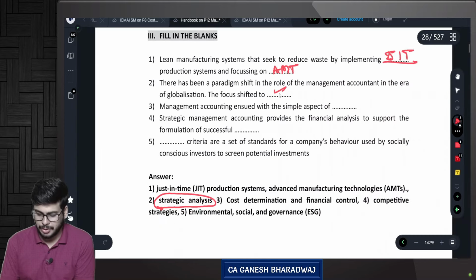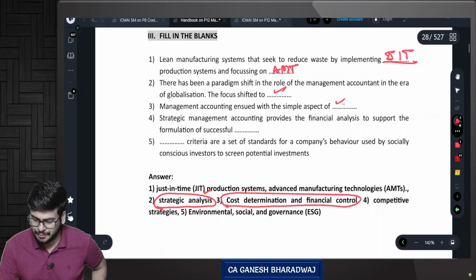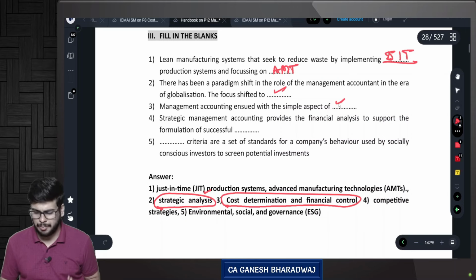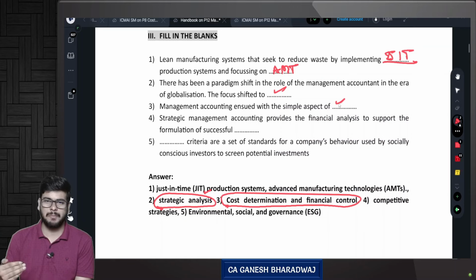Next. Yes, there has been a paradigm shift in the role of management accountant in the era of globalization, and the focus has shifted to, yes, strategic analysis. We saw it somewhere. Next, management accounting ensued with the simplest aspect of cost determination and financial control. This was also mentioned somewhere. I highlighted it to you. So please, these five fill in the blanks alone, you just accept what is given here and prepare accordingly. Beyond this, you need not prepare specifically for fill in the blanks. It is practically, humanly not possible.